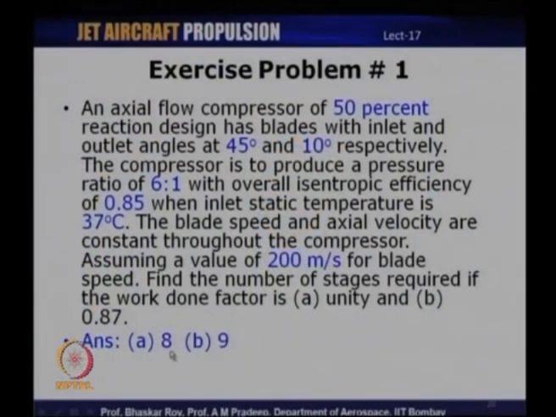So, answer to this question is, if the work done factor is unity, the number of stages required is 8, and if you take a work done factor of 0.87, the number of stages comes out to be 9. And so, you can see that there is an increase in the number of stages as we start assuming values of work done factor, because that reduces the per stage temperature rise, which means that the number of stages required for generating the same pressure ratio, which is given as 6:1 in this case, would be higher as work done factor comes into play.